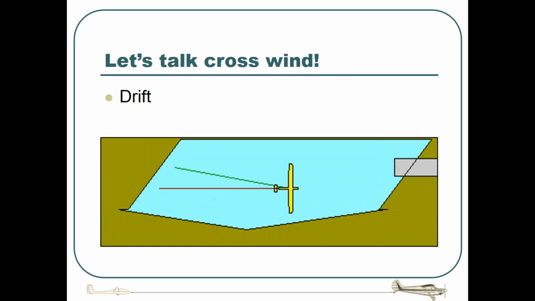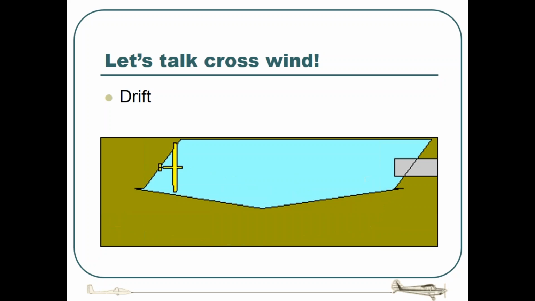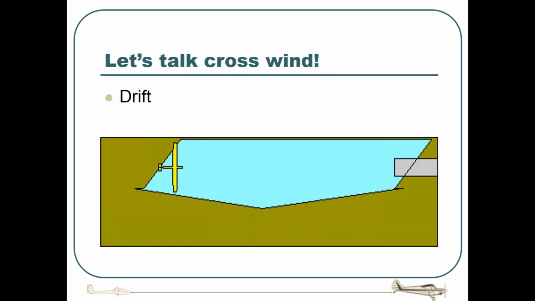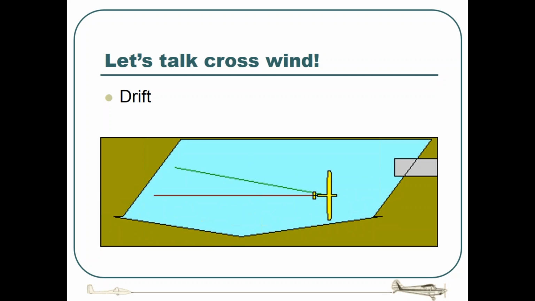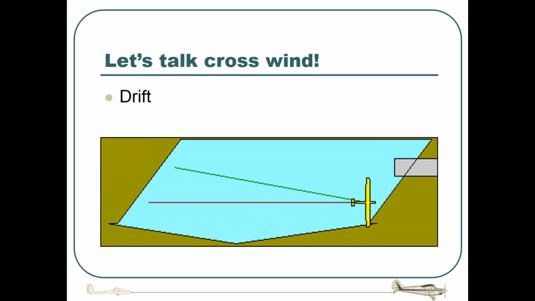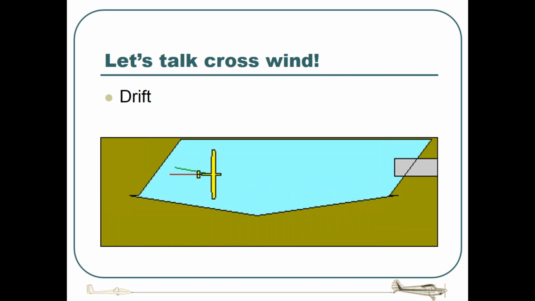You keep the aircraft pointed straight ahead, and what's going to happen is we're going to drift off to the side. Now, in the air, you'll see this. You'll be flying along, and you'll notice that you're pointing towards the water tower, but you're moving a little bit to the right in this case.